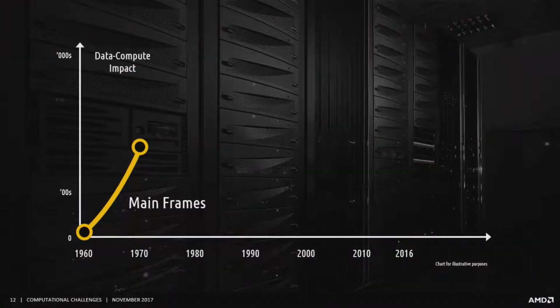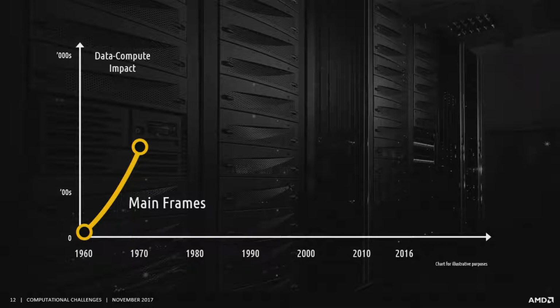So earlier on in the 60s, we had mainframes, and everybody typed away. In our case, we did IBM punch cards. Most of you don't remember that. But that was the way we did business. The amount of compute data impact was measured in the thousands.